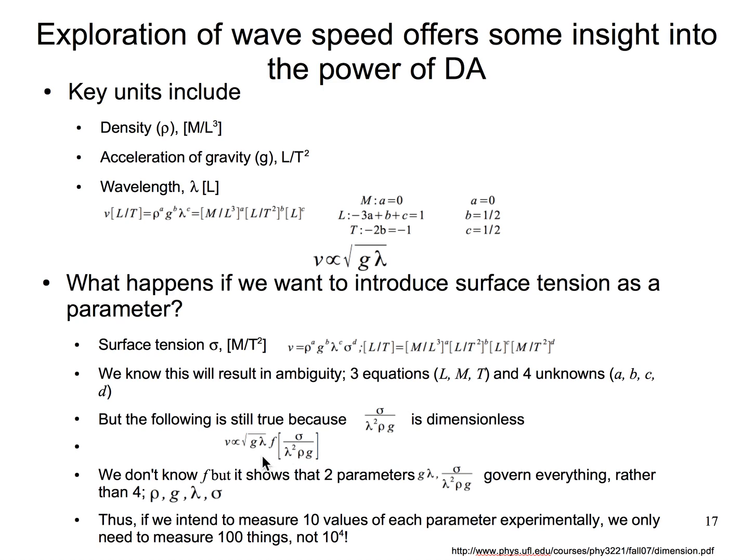But because we now have some insight about what's dimensionless, we can just measure a small number of things, namely this product and this ratio, and we only have to measure 100 things if we want to make 10 measurements of each thing. So something to keep in mind.